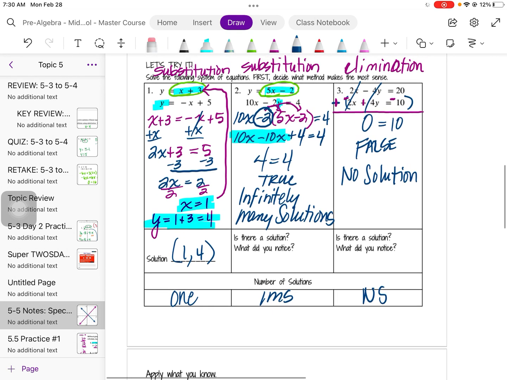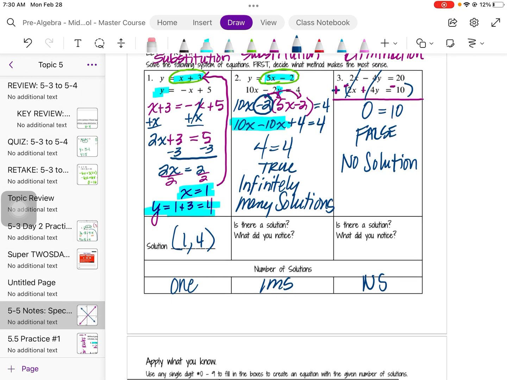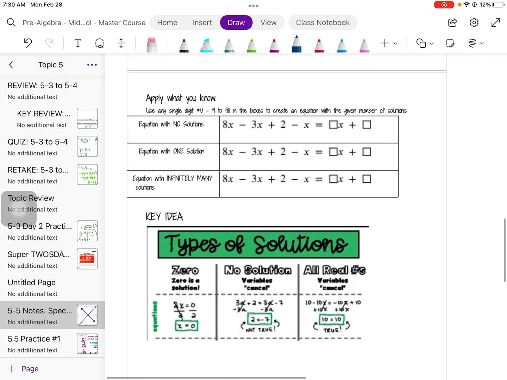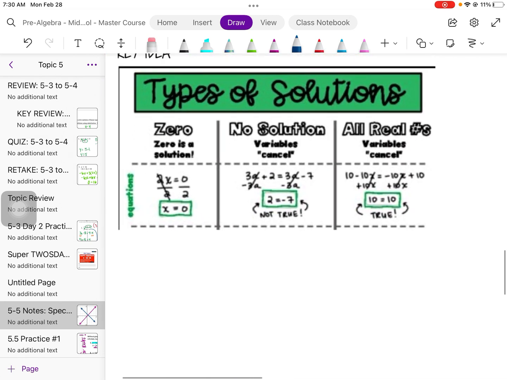All right, so please take a few minutes and just look that over and study it. So those are the 3 kind of possible solutions we can have: a one solution, a no solution, or an infinitely many solutions. And then down here, I gave you an example of that in a graphic organizer. The first one, this is our one solution, and this is just a reminder that 0 is a solution. So I think a lot of times you guys think that if the answer is x equals 0, that it means no solution.